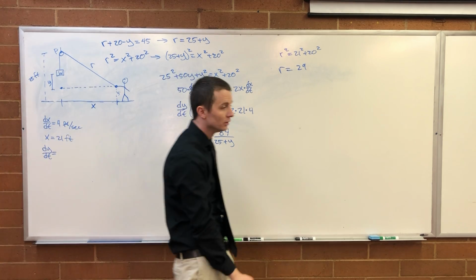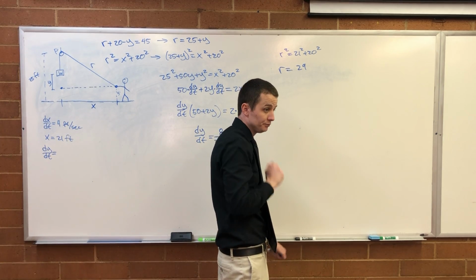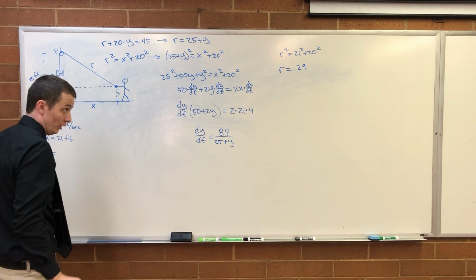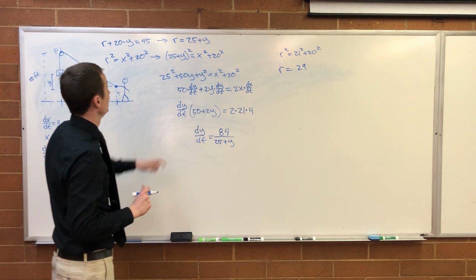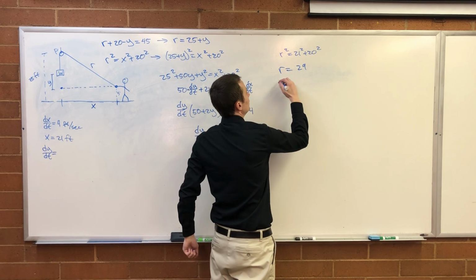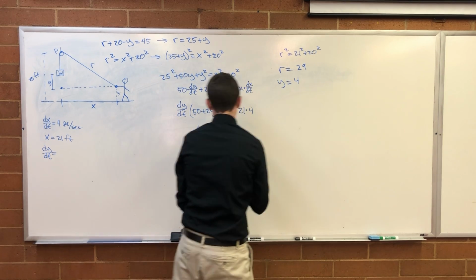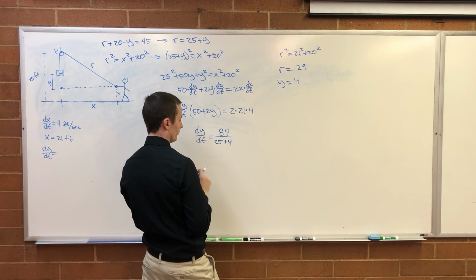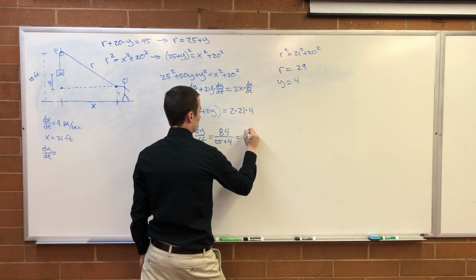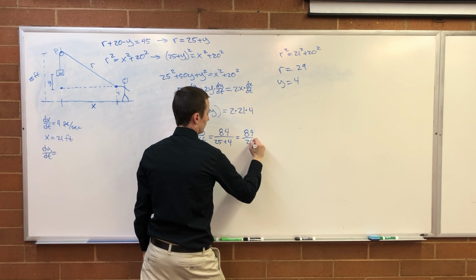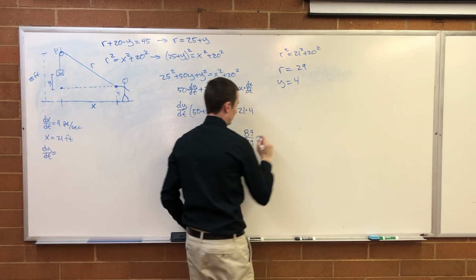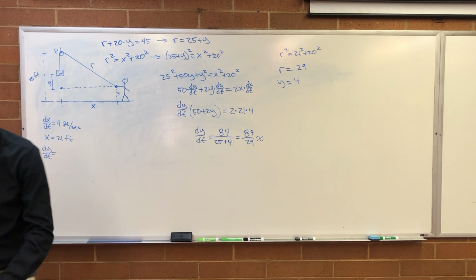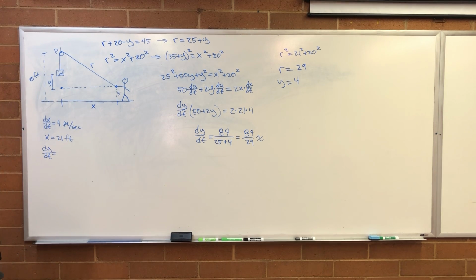That's right. So R is equal to 29, so y then is equal to 4. Come back in and plug in 4 here. So this is equal to 84 over 29, which is going to be roughly 2.3.